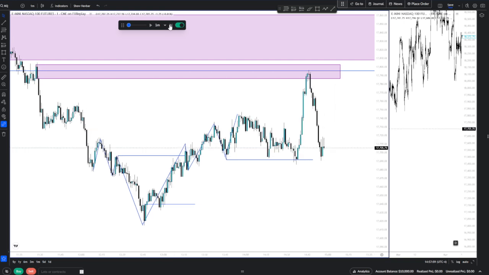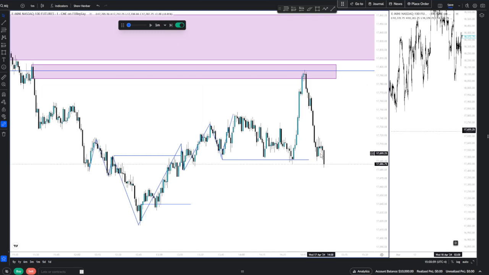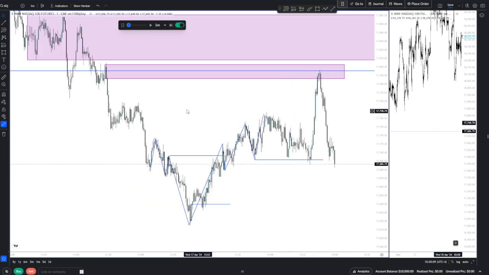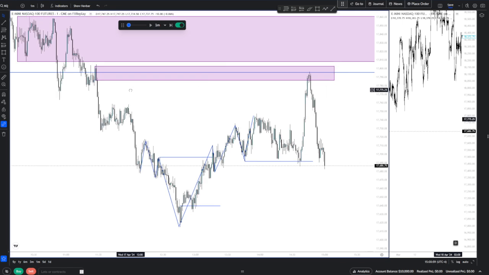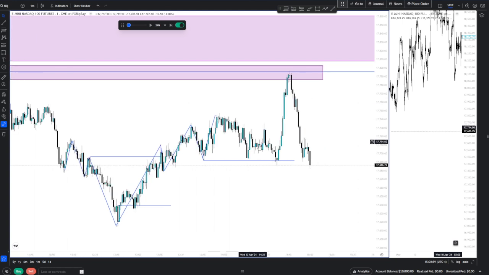All right, so this is where you could try a long here. I'm not trying a long there. Right, but look, this is why you have to pay attention to all of your 1 minute responsibles. We came all the way back up to hit that 1 minute responsible, and then came all the way back down. So we have officially broken structure down here.